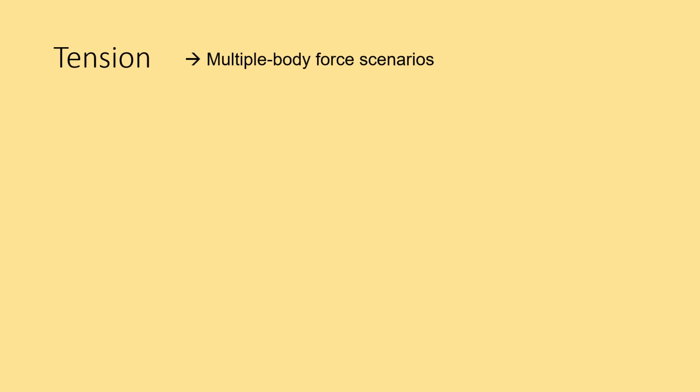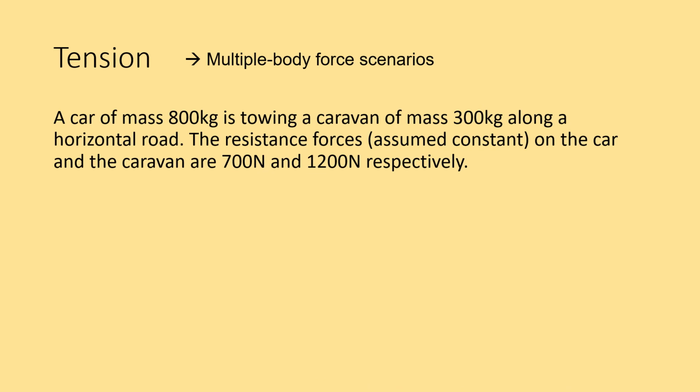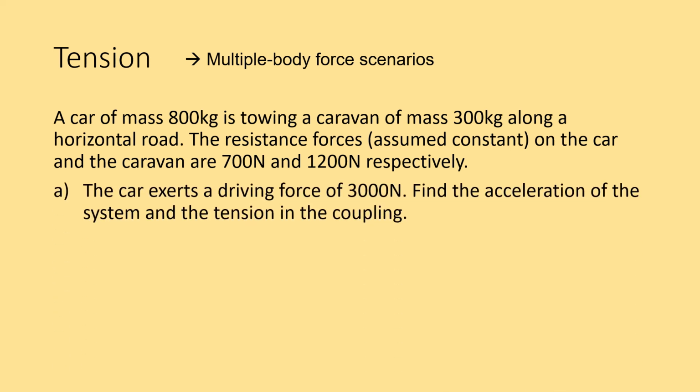Okay, so let's look at another example, and this is one where I'm going to give the example to you, and I'd like you to pause the video, have a go at it yourself, and then we'll work through the answer. So let's consider a car of mass 800 kilograms, and that's towing a caravan of 300 kilograms along a horizontal road. Resistant forces, let's assume they're constant, on the car and the caravan are 700 newtons and 1200 newtons respectively. So A, the car exerts a driving force of 3,000 newtons. What is the acceleration of the system and the tension in the coupling?